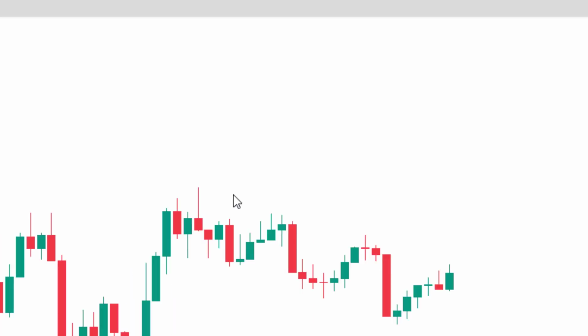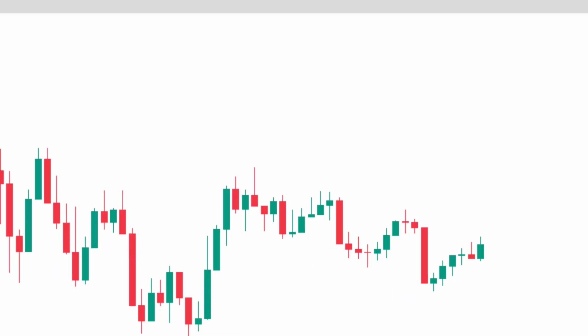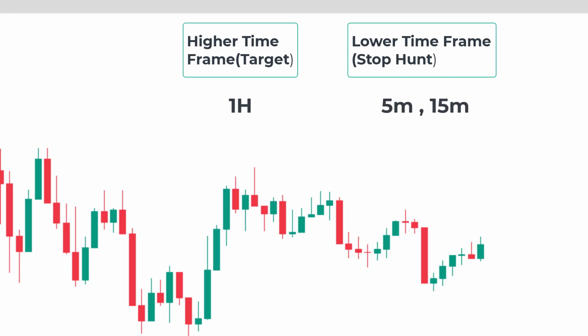Now let's move to the 5-minute chart and wait for a stop hunt, or in other words, an internal liquidity grab. Since we used the 1-hour chart as the higher time frame, we can use the 5-minute or 15-minute chart as the lower time frame. Choose the time frame that shows the structure most clearly. In general, you can choose any higher time frame and then select a suitable lower time frame based on that. For example, if your higher time frame is the 4-hour chart, you can use the 1-hour or 30-minute chart as the lower time frame.